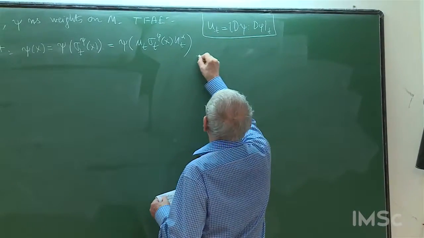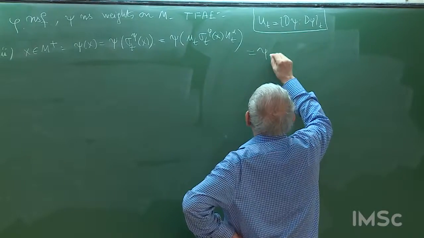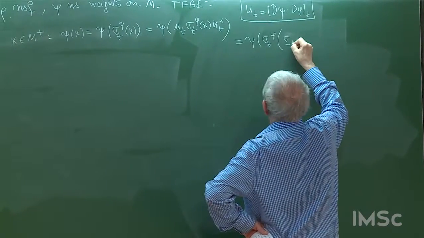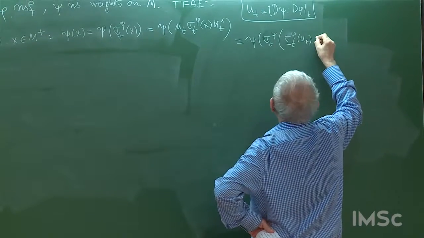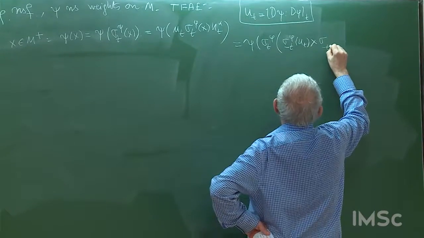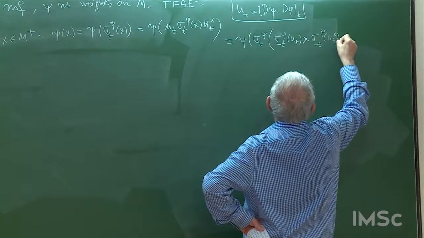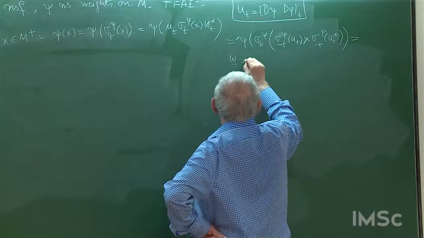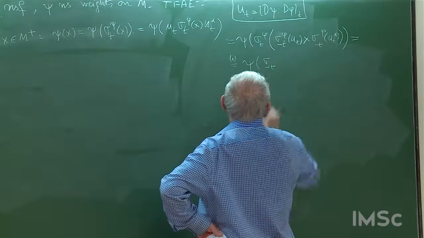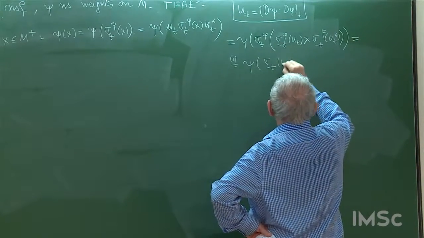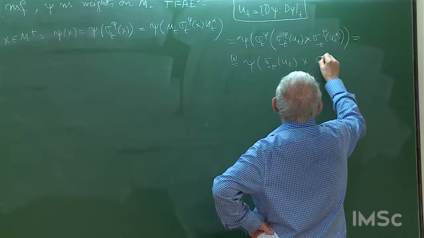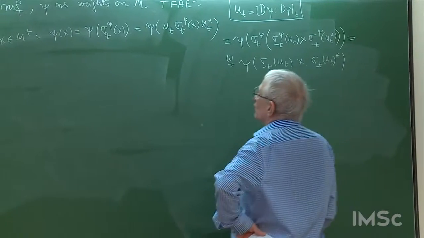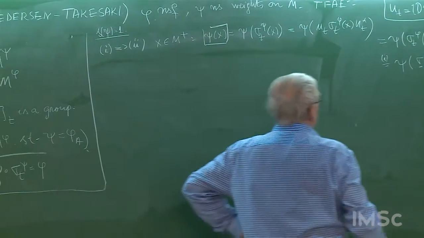Okay. This is equal to psi of sigma t phi of sigma minus t phi of ut x sigma minus t phi of ut star. And this is equal to, because of condition 1, psi of sigma minus t of ut x sigma minus t of ut, and I can put a star outside in here. So what we have is that this is equal to this.